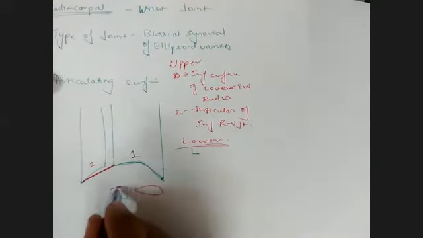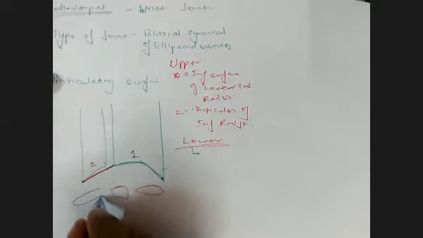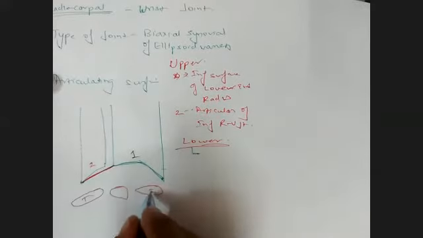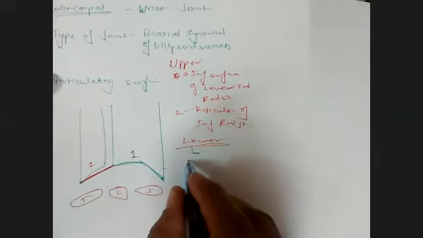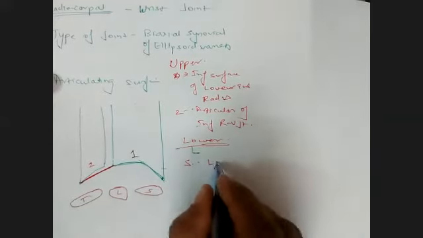Then there is the lunate, and then there is the triquetral. Scaphoid, lunate, and triquetral form the lower articulating surfaces.